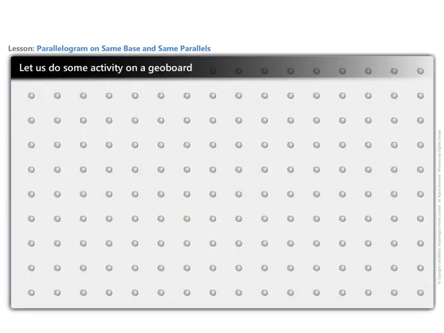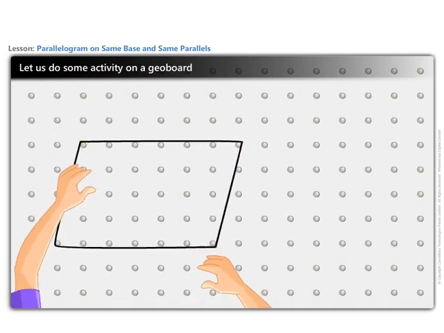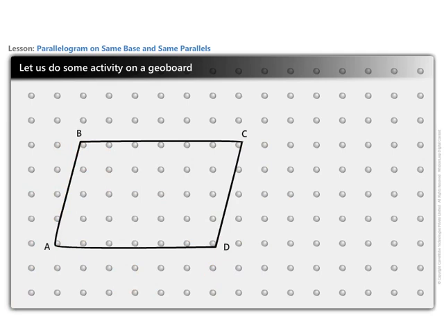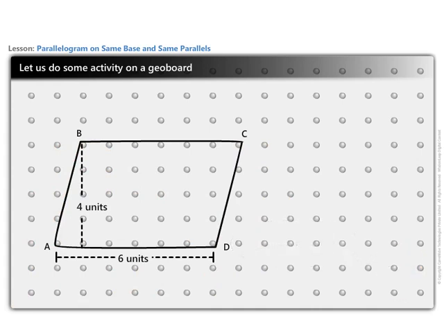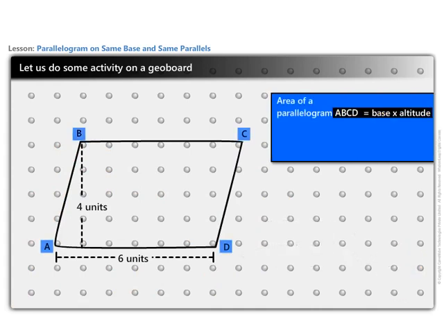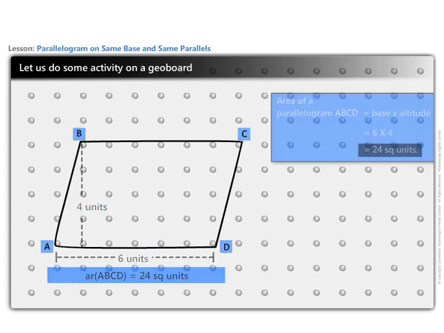Let us do some activity on a geoboard. If I stretch a rubber band on the geoboard to form a shape of a parallelogram of base 6 units and altitude of 4 units, then what is its area? We know that area of a parallelogram ABCD is equal to base into altitude. Substituting the values of base and altitude, we get area of parallelogram ABCD is equal to 24 square units.